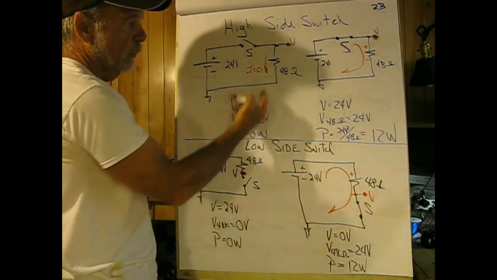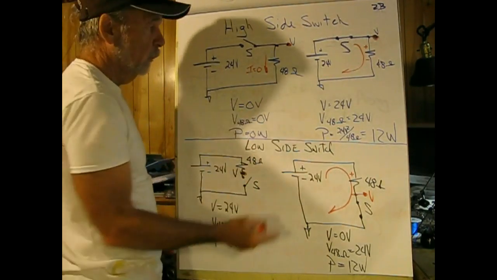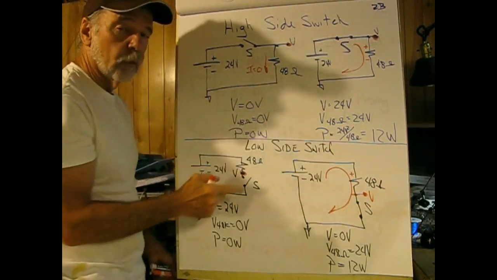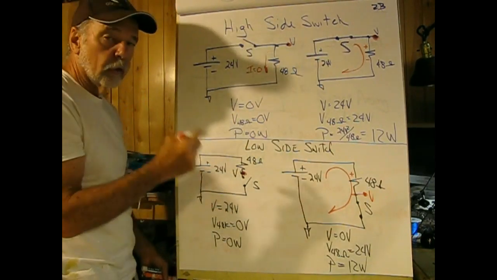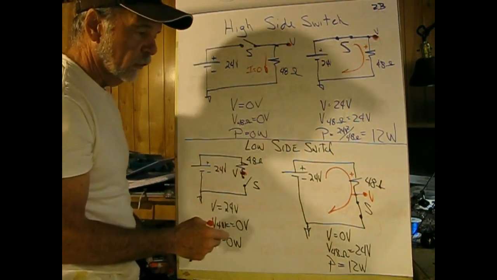In the open case, the power in the circuit is going to be 0, because I squared R, 0 squared times 48, would be 0. Notice that I used two different power equations when I did that analysis.